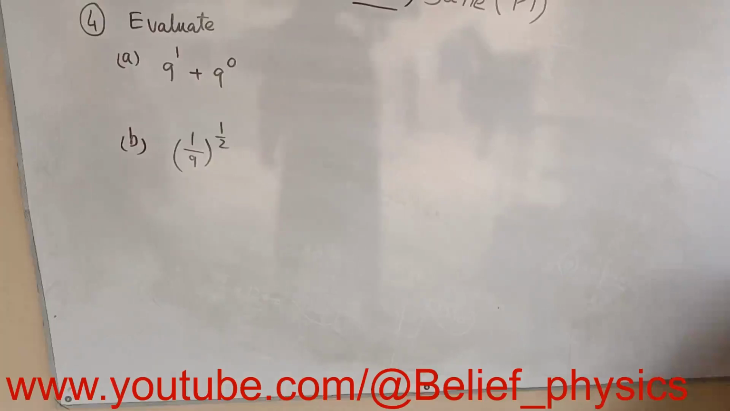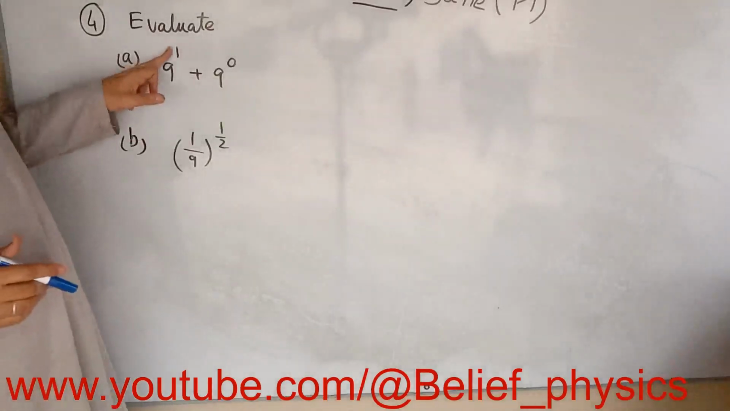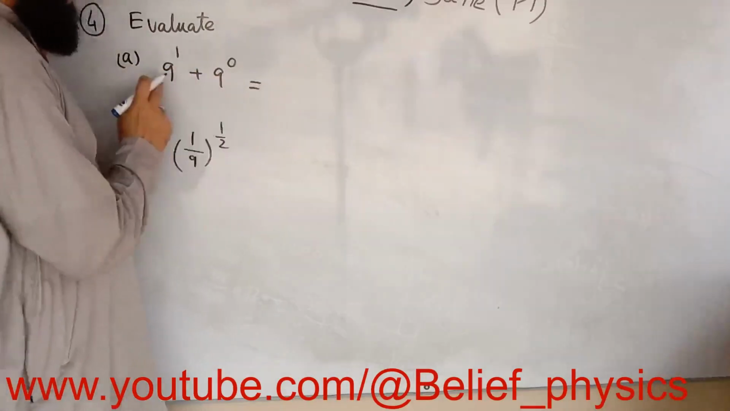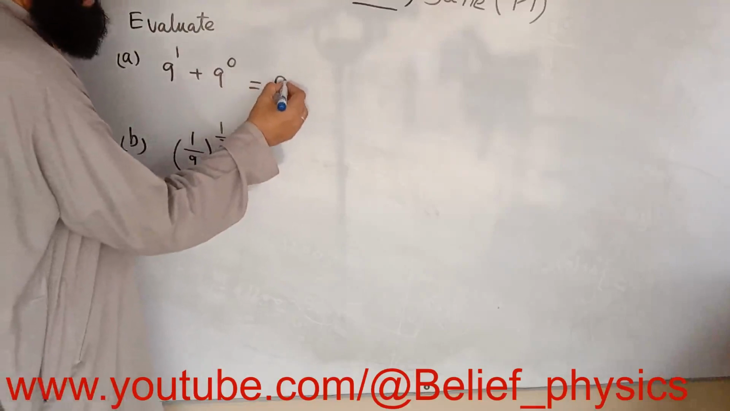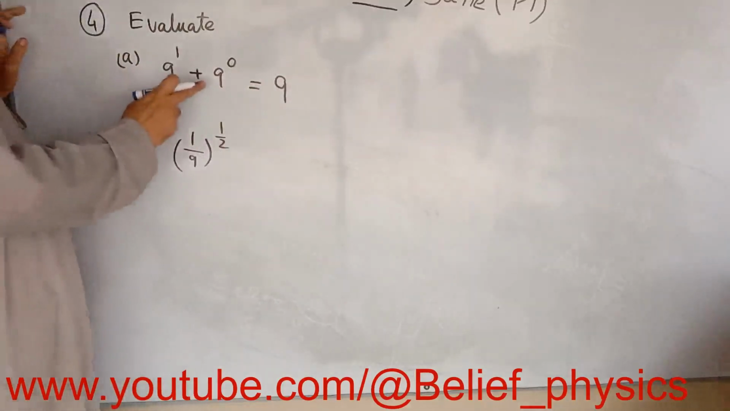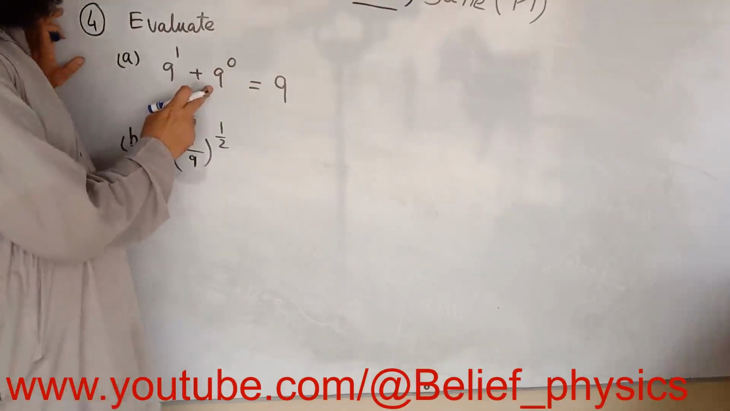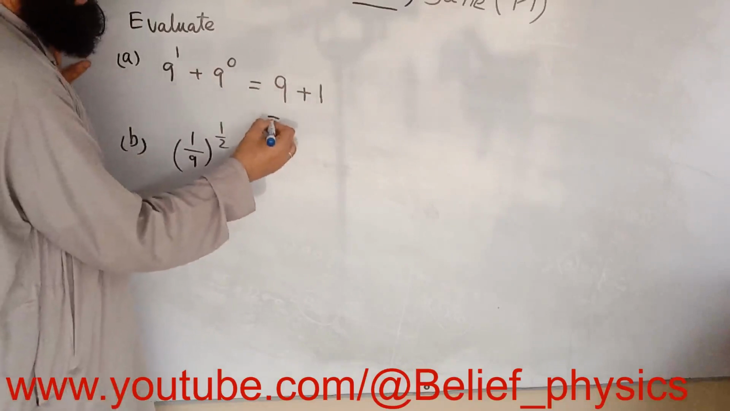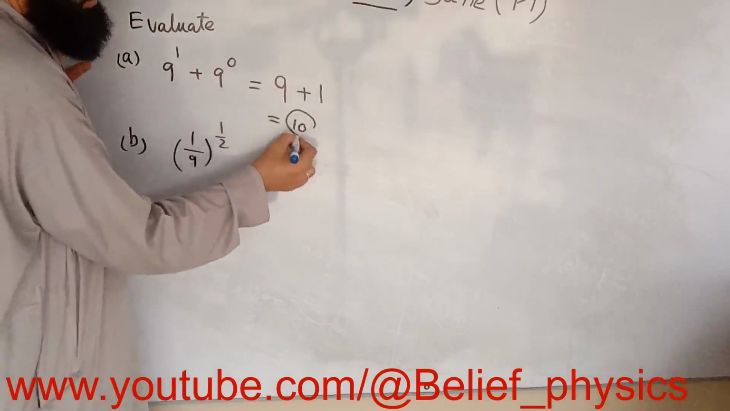About indices: evaluate part A, 9 power 1 plus 9 power 0. We will solve it. 9 power 1 is 9. Any number raised to power 1 is the same number again. Now 9 power 0. Any number raised to power 0 is 1. So this will become 1. So 9 plus 1 is 10. So the answer of part 1 is 10.